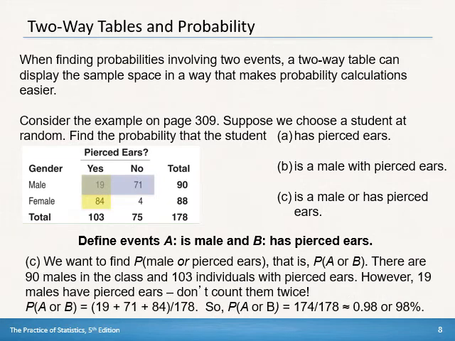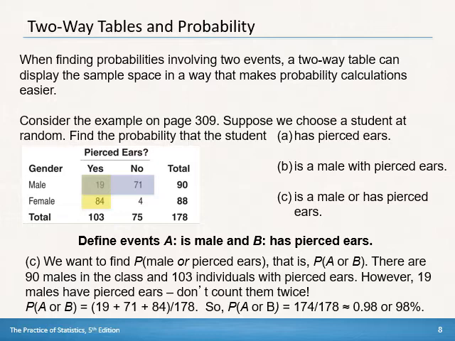All right, so we want to think about they can be in that column that is male, or they can be in the row that's male, or the column that is yes to pierced ears. However, we can't add up 90 and 103. Well, because first of all, if we add up 90 and 103, that'd be 193. That's more people than are even in this little example.